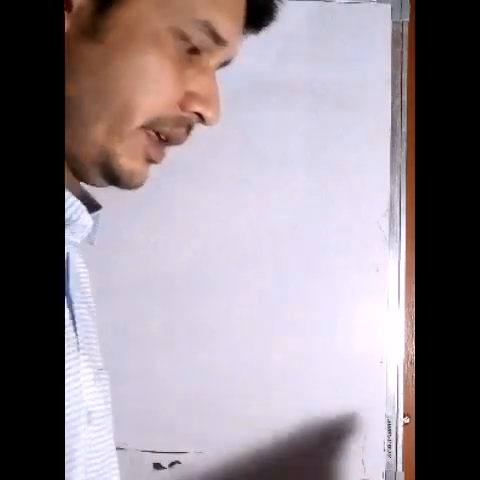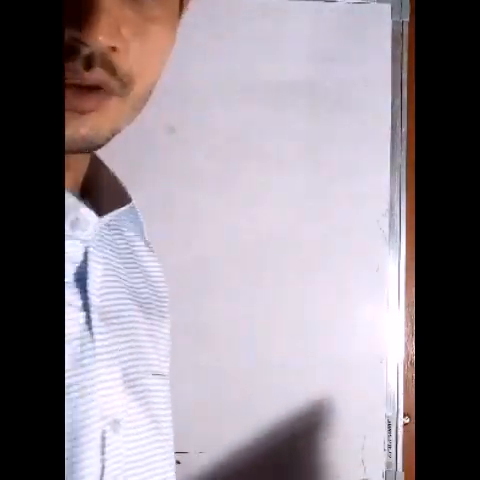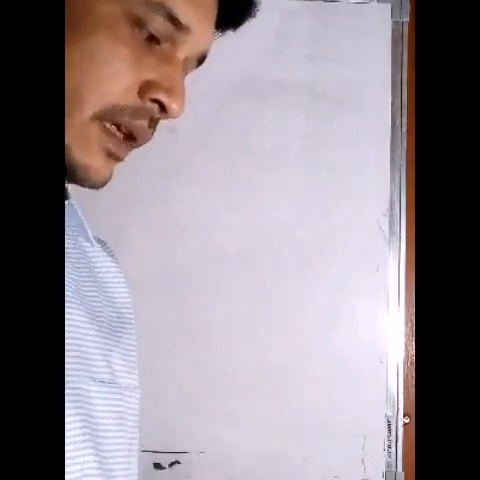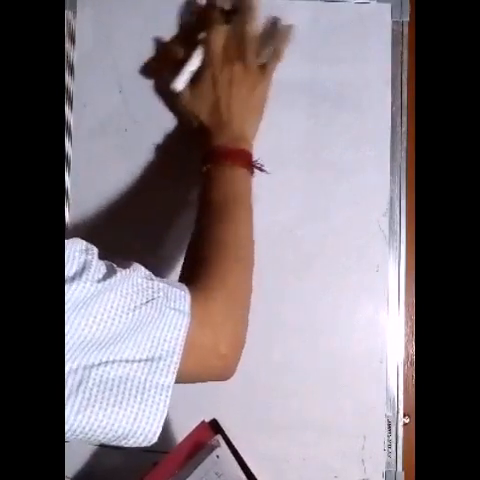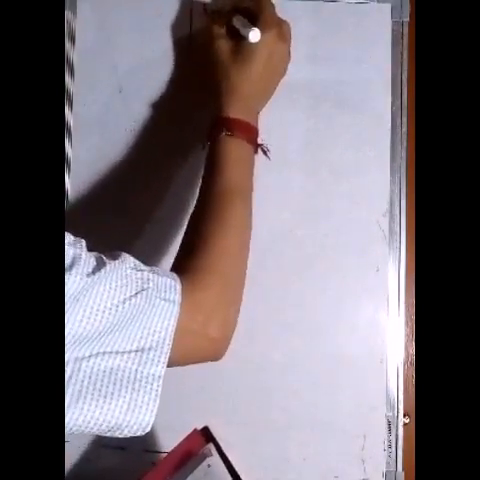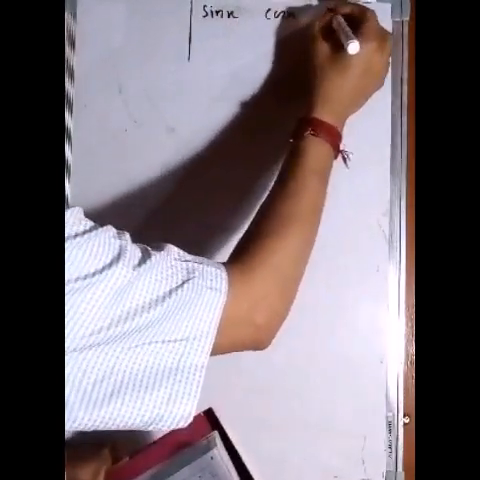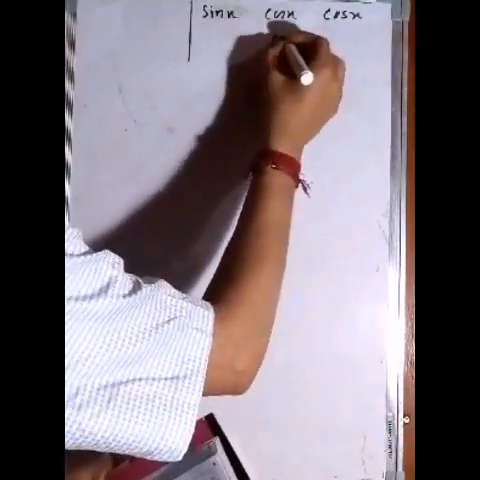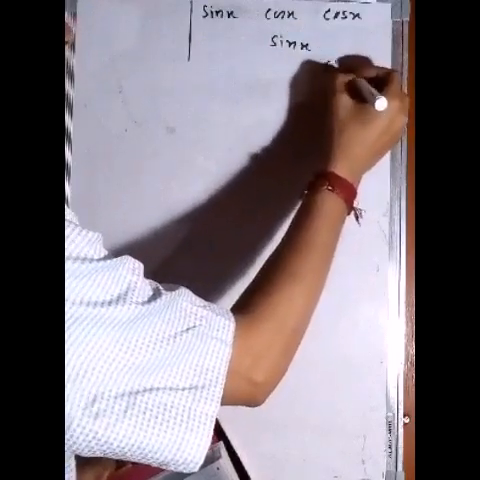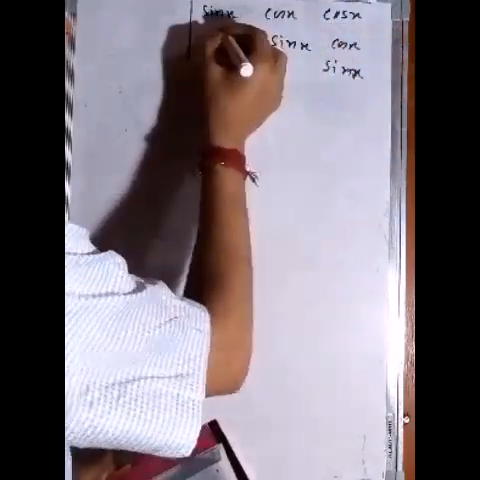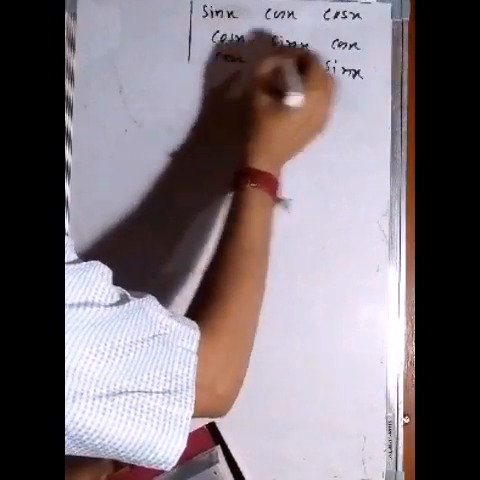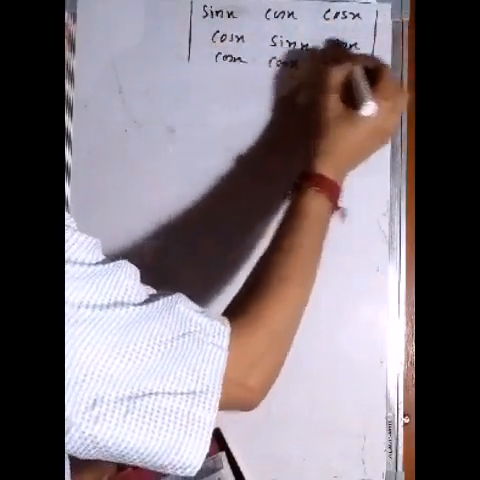The next sum of today is: find the number of real roots. Those who are writing the question, they can write the question. Find the number of distinct real roots of the given determinant: sin x, cos x, cos x. Diagonally we have sin x and all non-diagonal elements are cos x. This determinant equals 0.